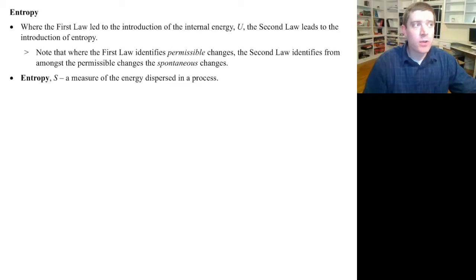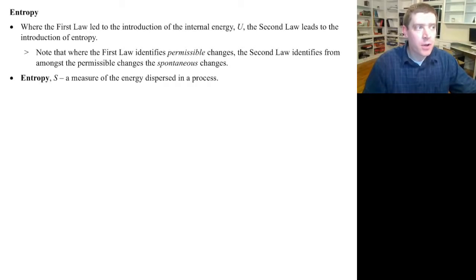All right, so this brings us now to the idea of entropy. So where the first law of thermodynamics leads to the introduction of the concept of internal energy, U, the second law leads to the introduction of entropy. So remember that the first law identified permissible changes, possible changes in the universe. The second law identifies from amongst those possible changes, from amongst those permissible changes, the spontaneous changes, the changes that occur without a driving force, without any energy being put into that process.